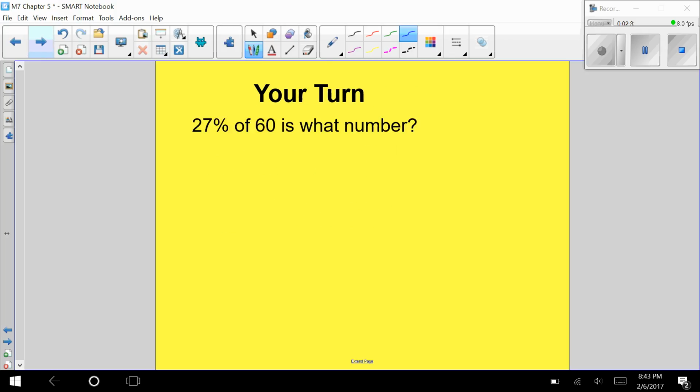It's your turn. 27% of 60 is what number? So we should take A equals 0.27 times 60. So A should equal 16.2.